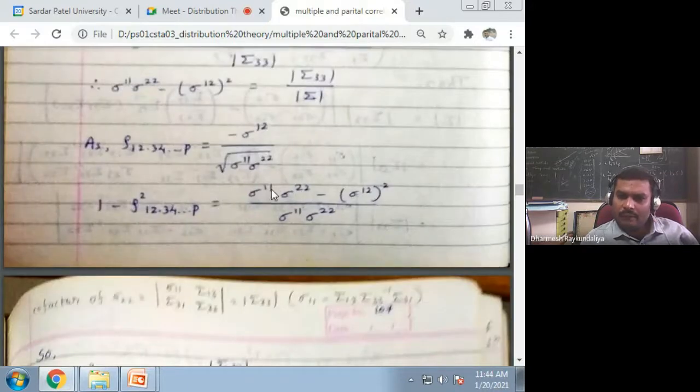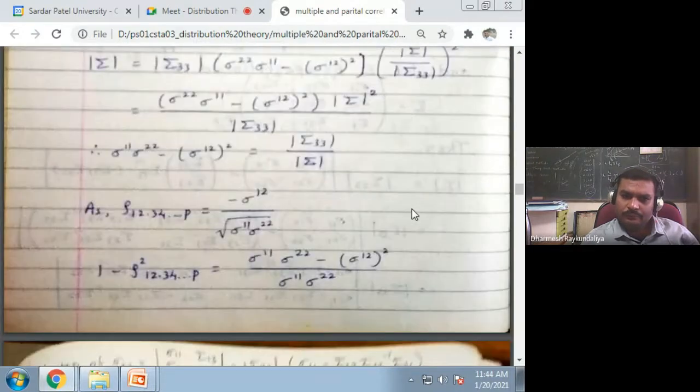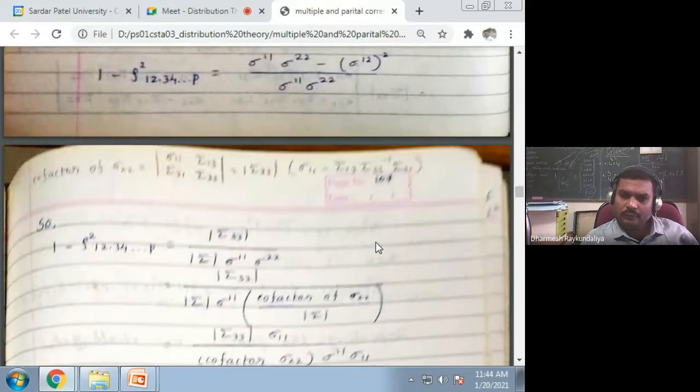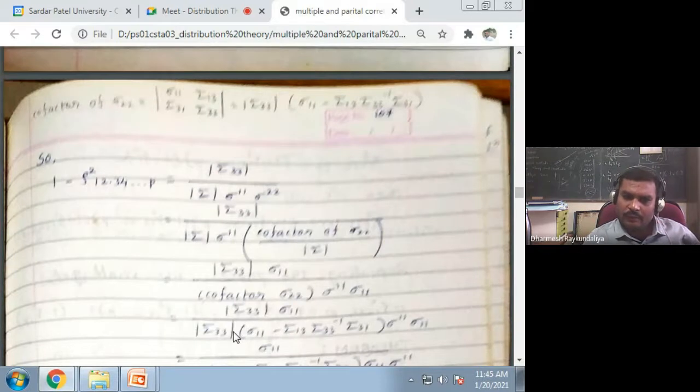But now I know this quantity, what is this inverse of sigma 1 1 sigma 2 2? That is nothing but this I have obtained, determinant of sigma 3 3 upon determinant of sigma, and I have already obtained the form of sigma 1 1 and sigma 2 2. So I just substitute the same thing: determinant of sigma 3 3 upon determinant of sigma. If I wish to find the inverse of sigma 2 2, it is the cofactor of sigma 2 2 divided by this, and the inverse of sigma 1 1 is nothing but the cofactor of sigma 1 1 divided by the determinant of this.